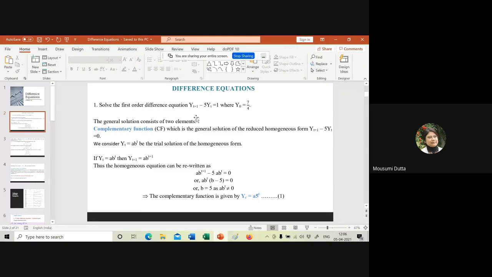Okay, so now I am concentrating only on the CF part. I am not considering the non-homogeneous given equation. Rather, I have to consider the reduced homogeneous form of the given equation, because CF is the solution to the reduced homogeneous form of the equation. Is this sentence clear to all of you?